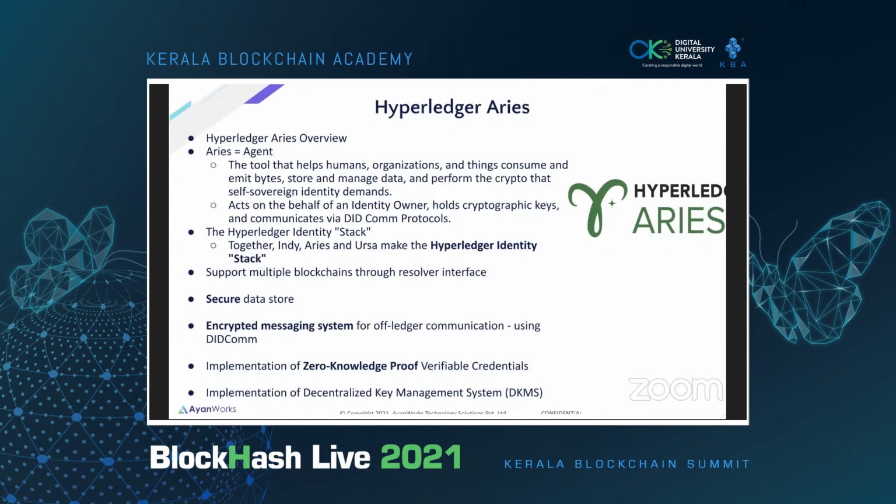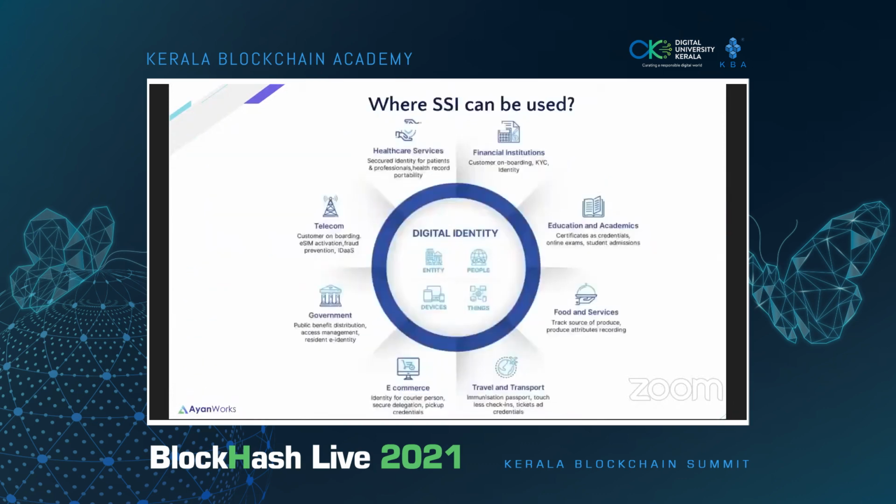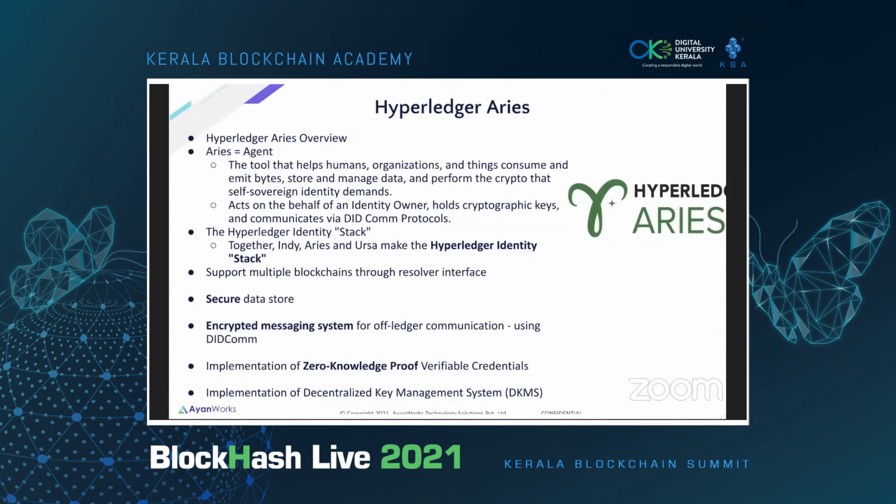It holds all the cryptographic keys of the owner, and it communicates with other agents to send a message or to receive a credential. All these communications are DID secured, the decentralized identifier that we just talked about. That's why we call them DID communication protocols. So the encrypted messaging system, the implementation of Indy zero knowledge proof, and DKMS fall under Hyperledger Aries. These are the three frameworks and tools by which you can implement an SSI-based system or a decentralized identity application.